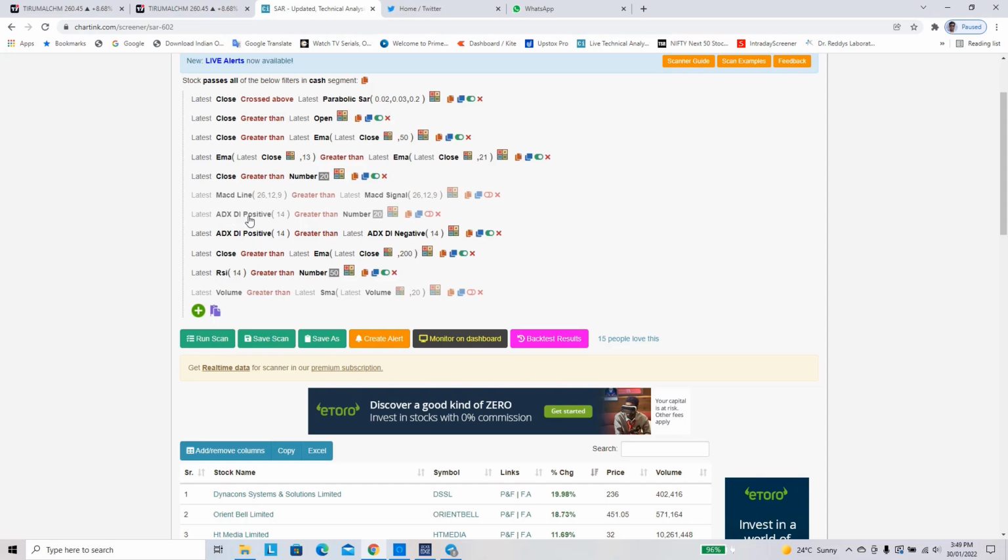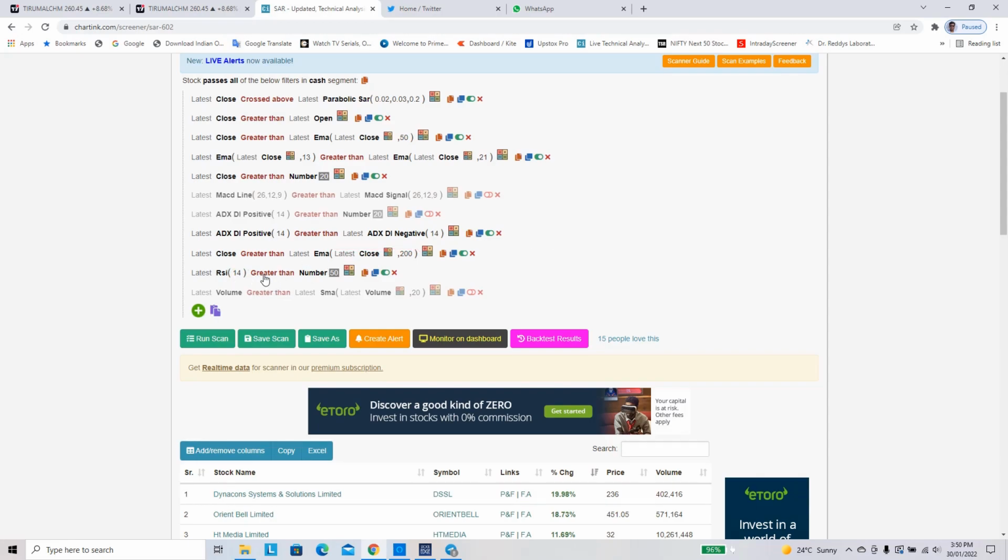The next one, no need to enable this one: latest ADX positive greater than 20. You can just keep it disabled. Latest ADX positive greater than latest ADX negative. Here what I am trying to say is, I want stocks which are in an uptrend. The trend has already started. We don't want stocks which are in consolidation or in a negative phase. And the latest close is greater than 200 EMA, so avoid trading stocks for momentum if they are below 200.